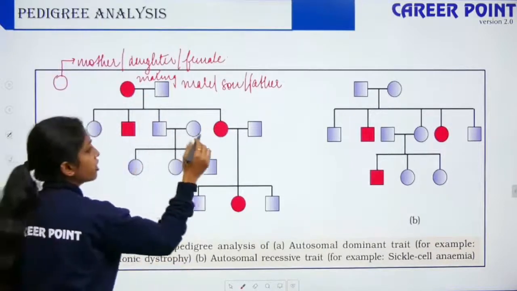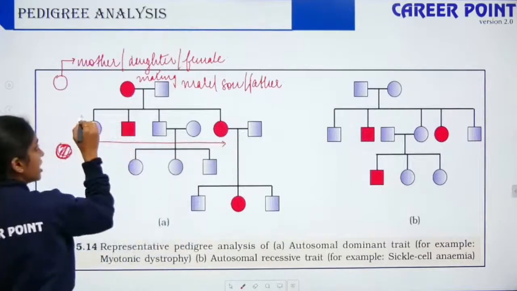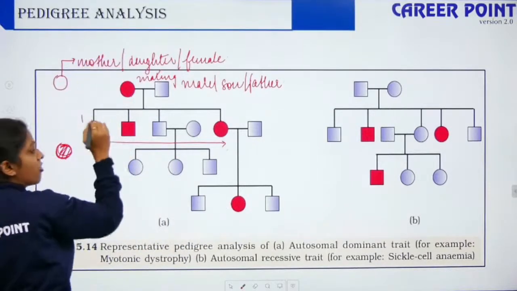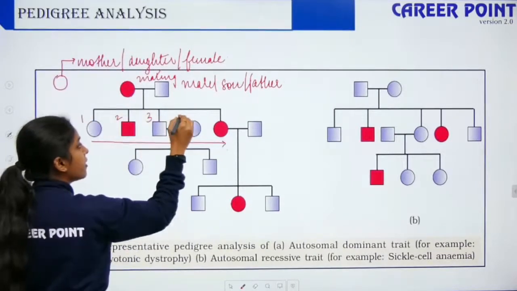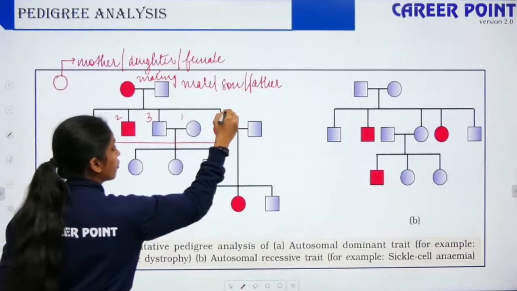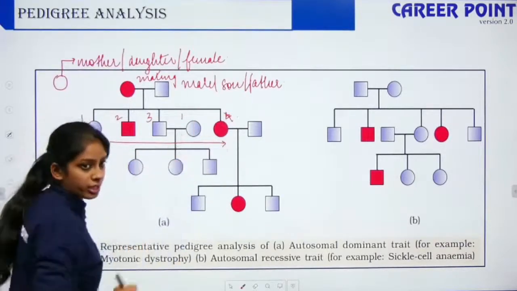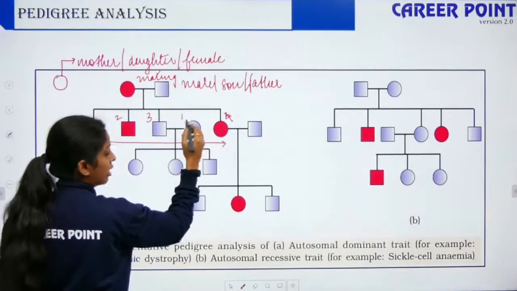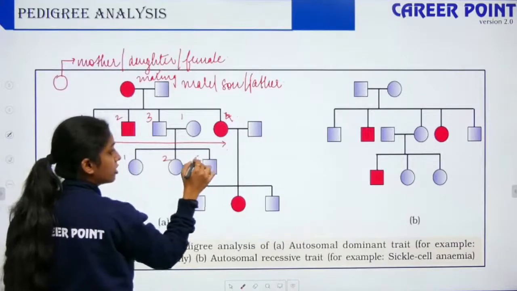Which is their first child? You go from left to right. This is their first daughter, this is female, right? This is a son. This is the third son. This is the fourth daughter. Yes, this is the order. Now this son is marrying this girl, and they have 3 kids: first daughter, second daughter, third son.